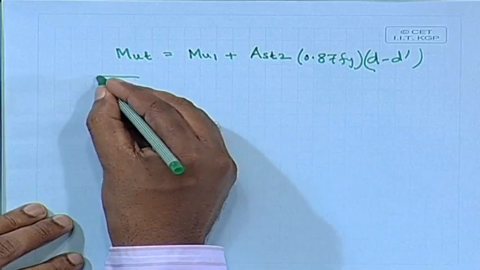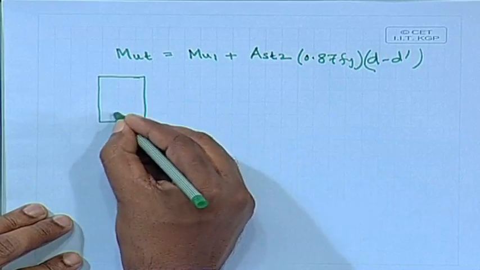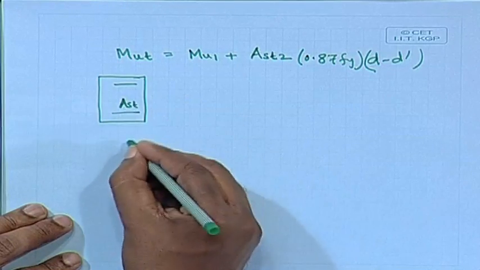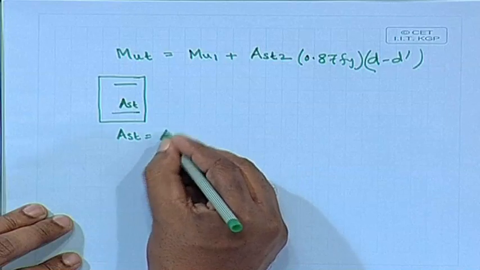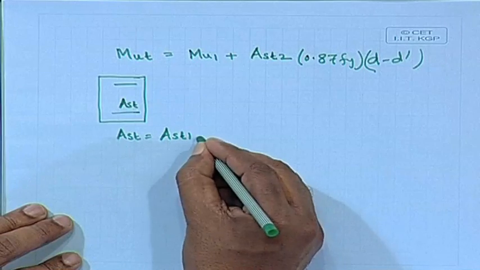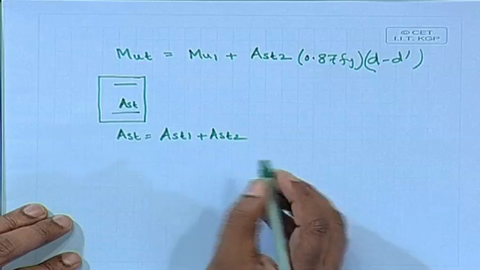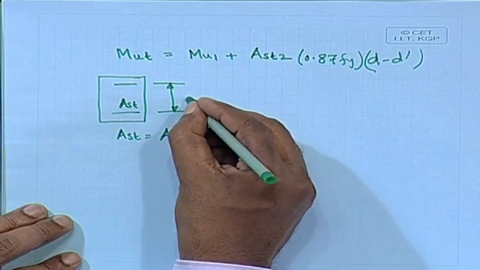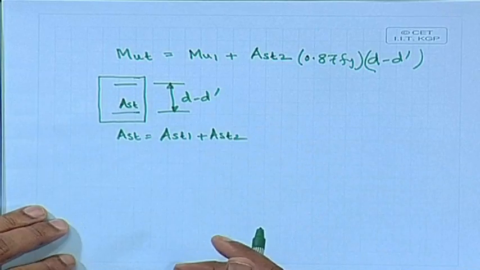We are taking the same principle, AST equal to AST1 plus AST2, and the lever arm is different, so d minus d dash. So, we know MUC and we know MUT. Out of them, which one is the minimum one? That one will be your moment of resistance of that doubly reinforced section, and this is called analysis of doubly reinforced section.